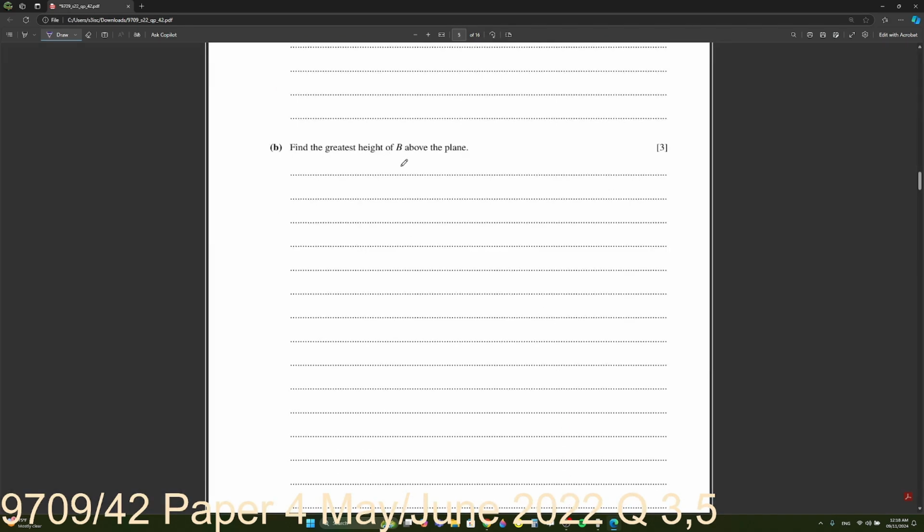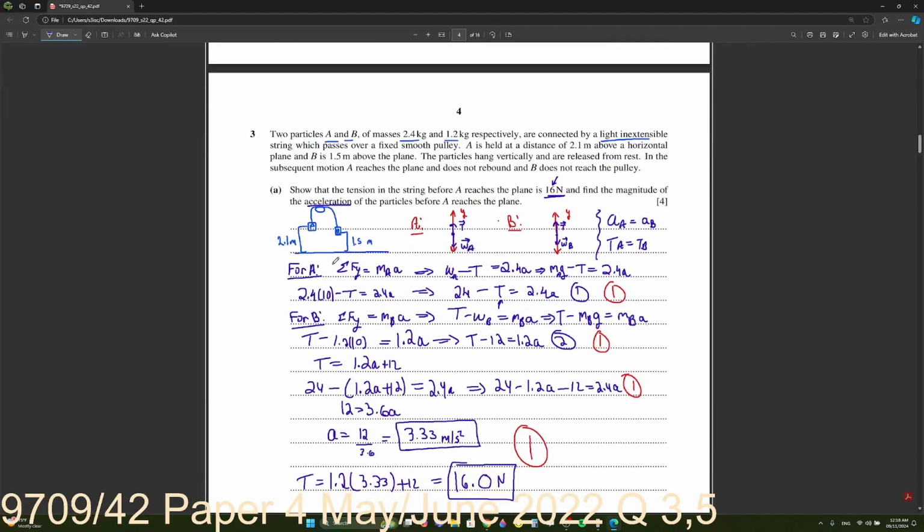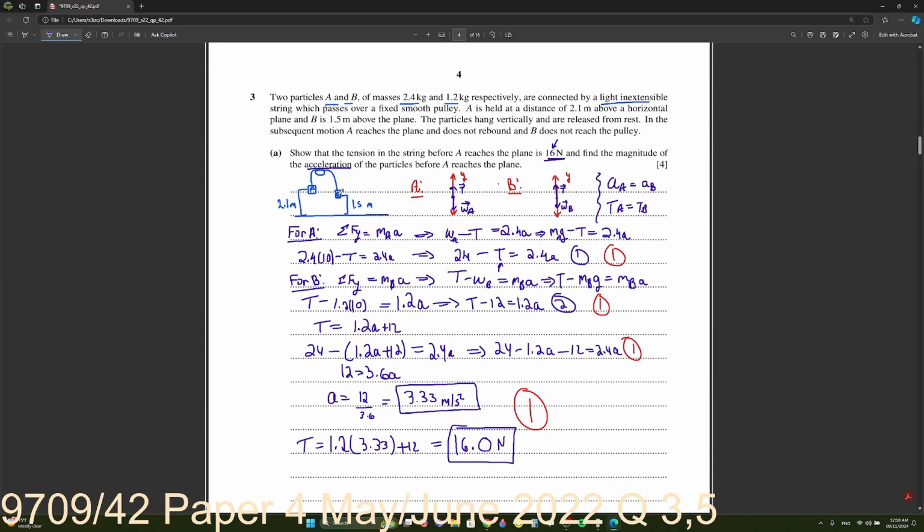Okay, for part B, to find the greatest height of B above the plane, we're going to go back to our diagram here. Since A went down 2.1 meters, it used 2.1 meters of rope. So it took B up by 2.1, right? So it was 1.5, you add 2.1, so now it's on 3.6. But you have to remember that B isn't just going to suddenly stop, right? It's going to move up a bit, okay?